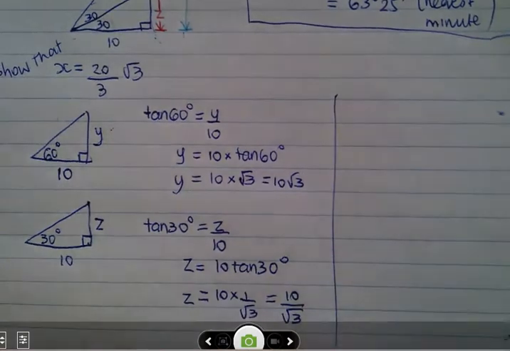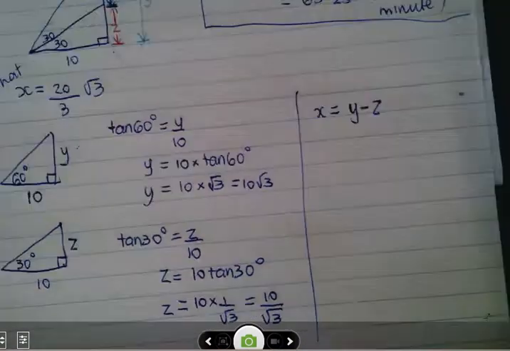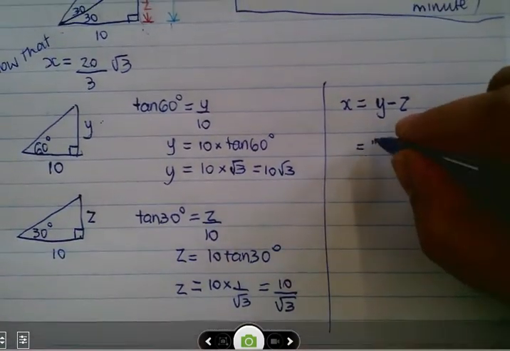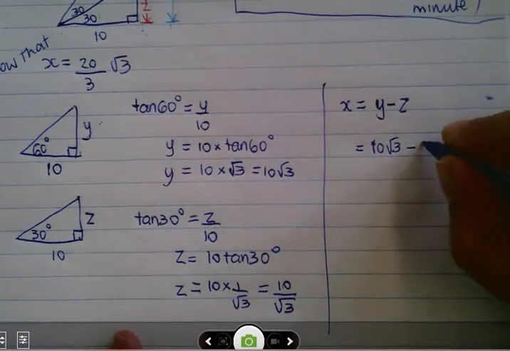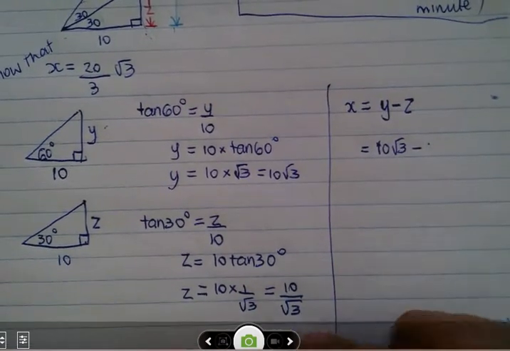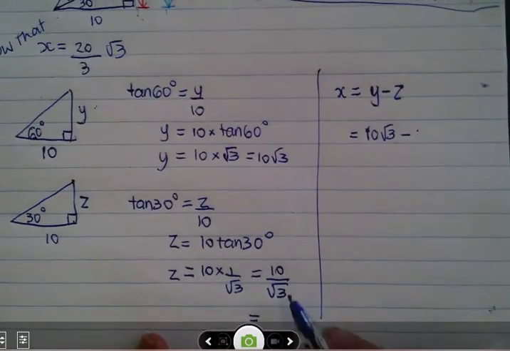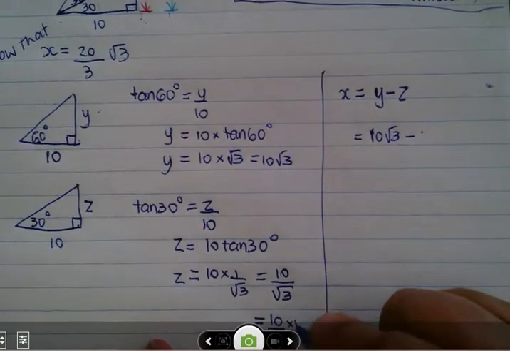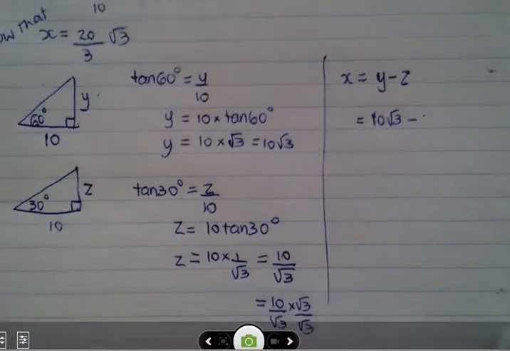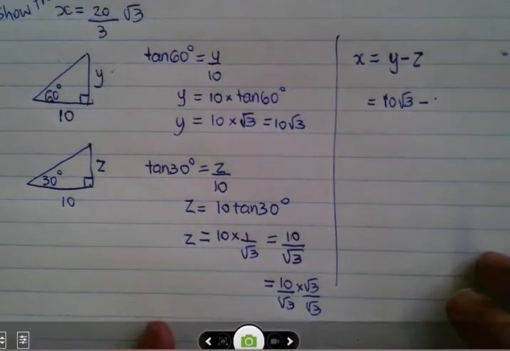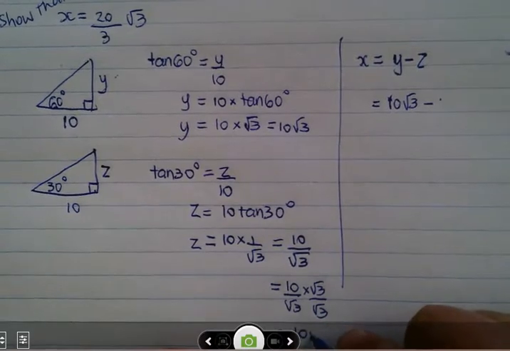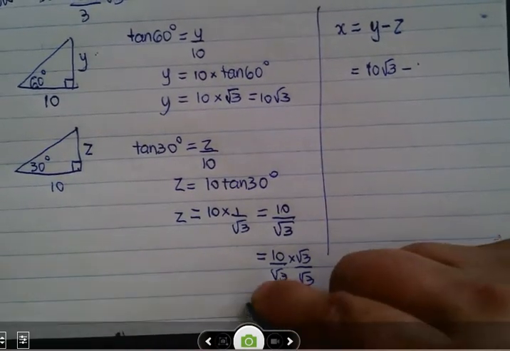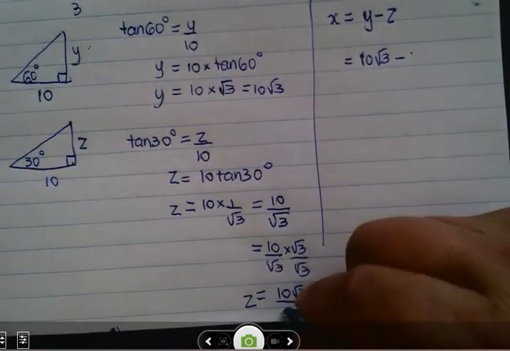Nearly done. Now we know that x from the diagram equals y minus z, which is 10 root 3 minus, now I don't want to write that as 10 over root 3. What should I do with this? It's got an irrational denominator. I should rationalize the denominator by multiplying by root 3 over root 3. So this was chapter 2 stuff, which is what? 10 root 3 over what? 3. So I'm going to replace my z with 10 root 3 on 3.